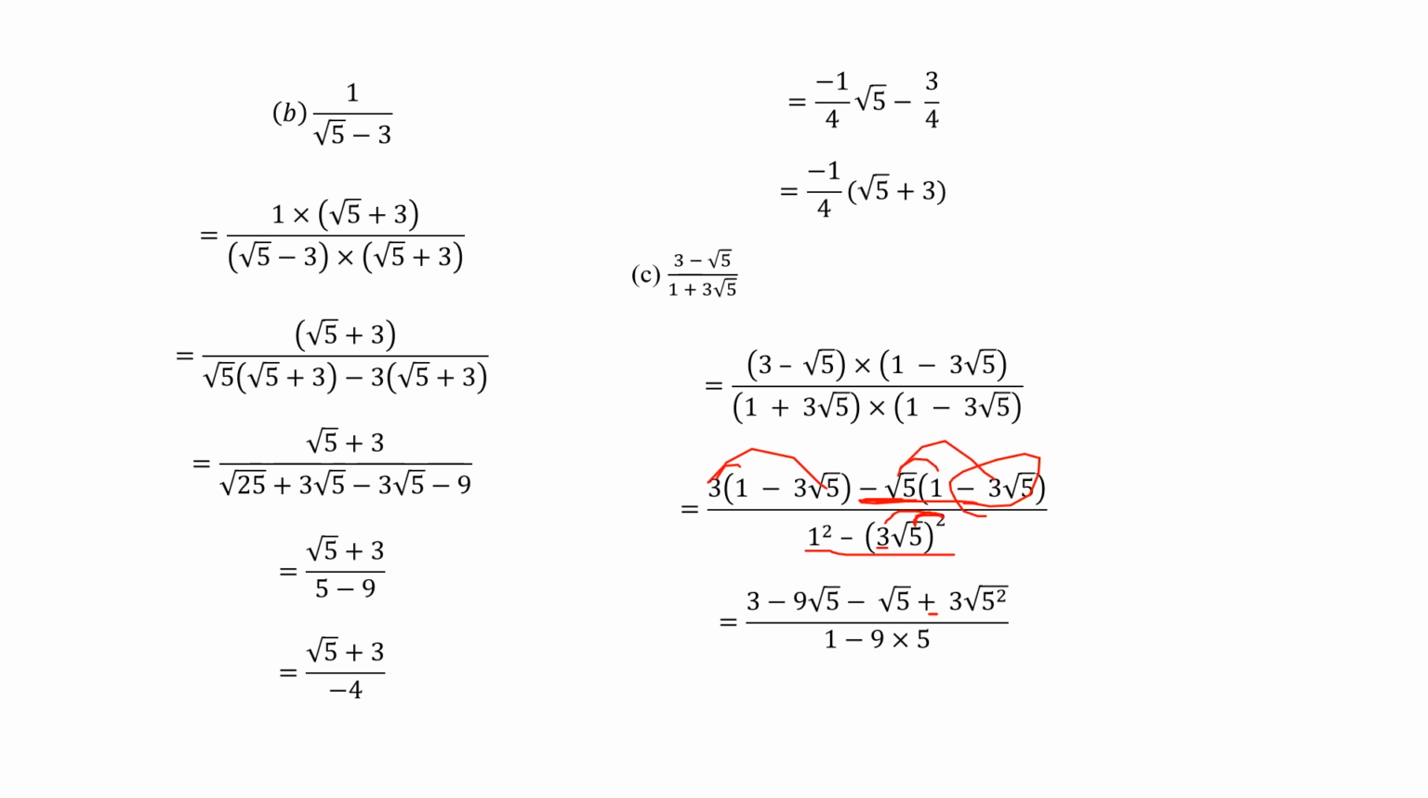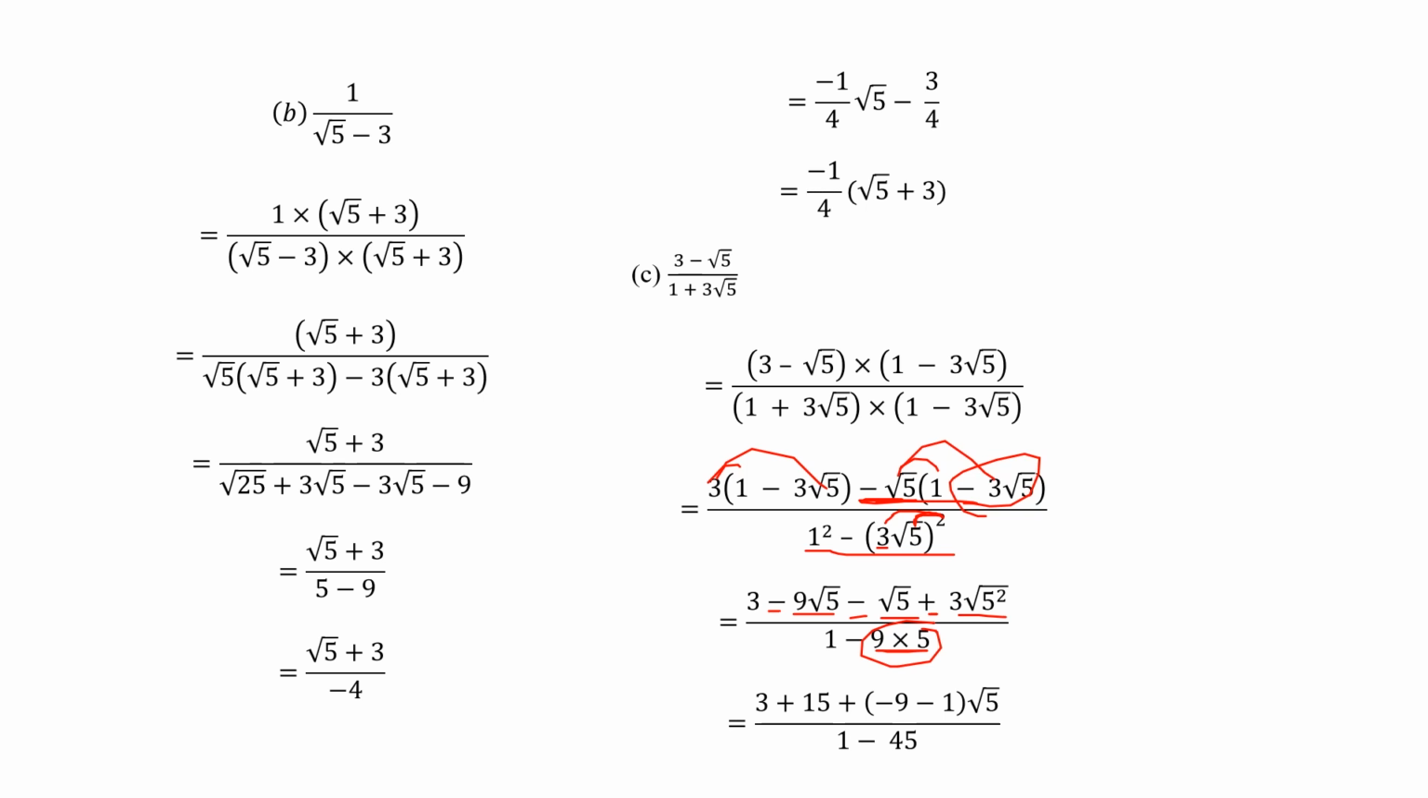So we simplify this on the next step. When you look at root 5 and 9 root 5, they are having negative signs there. So we are going to subtract them, or we are going to add them. Then in the denominator, I talked about the 5 multiplying the square of 3. Square of 3 is a 9. Then on the next step, we are going to get this answer here.